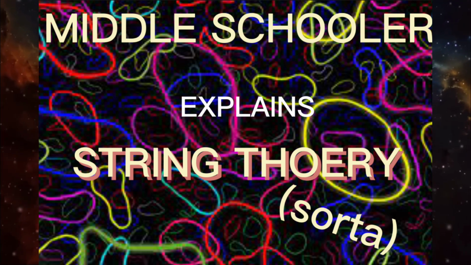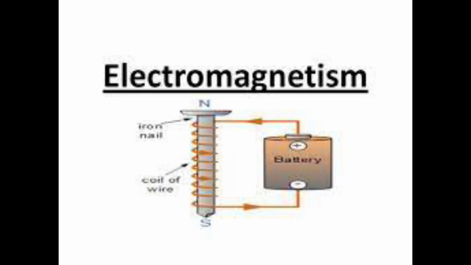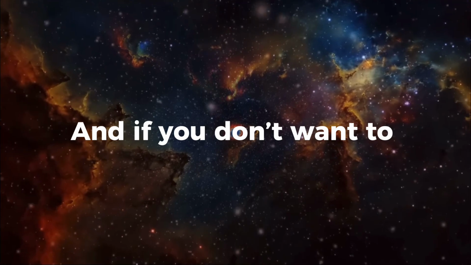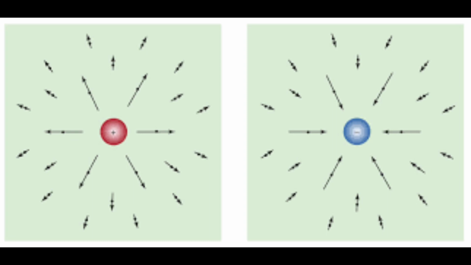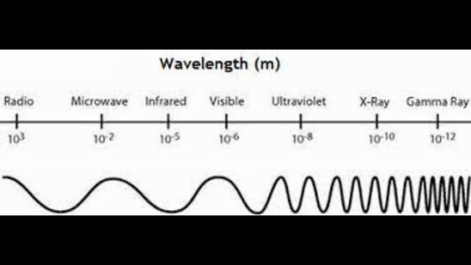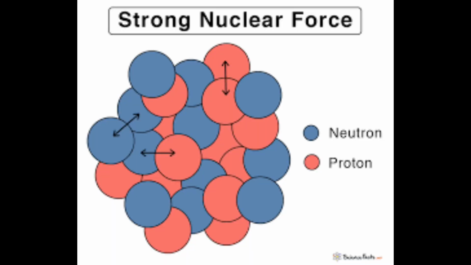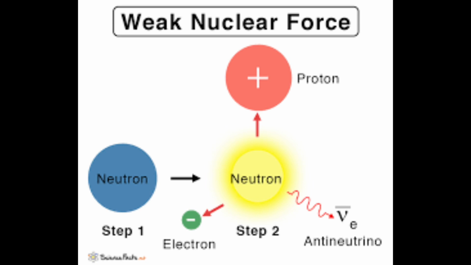Number 1. If you remember from the last video about the 4 fundamental forces, there are 3 forces that we need to focus on: electromagnetism, strong nuclear force, and weak nuclear force. And if you don't want to come back to that video, here are quick definitions. Electromagnetism has to do with electrical charges and magnetism and the relationships between them, as well as waves and radiation. But electromagnetism in nuclear fission will be mostly about magnetism. Strong nuclear force is about holding the atom's nucleus together, while weak nuclear force is responsible for nuclear decay.